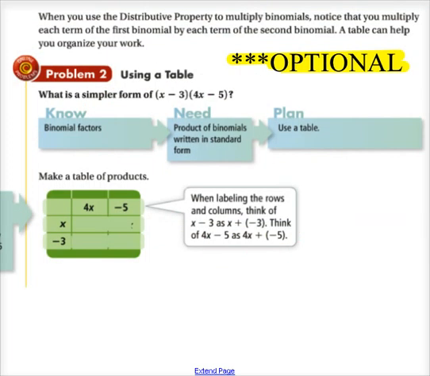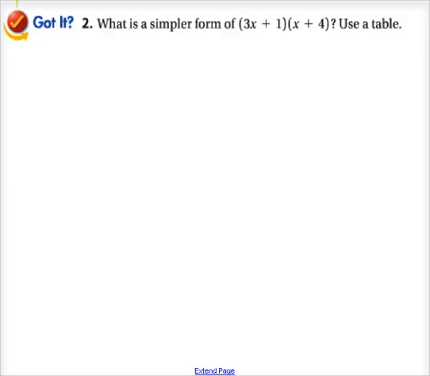The second method you can use to multiply two binomials is to use a table. However, this is a method that isn't taught very often, and you will not be using it in high school. So therefore, I'm going to make this method optional. If you would like to learn it, go ahead, please do so. Read the book example and find out how they use this Punnett square to multiply. However, the method I would like you to learn and use most often is called the FOIL method.